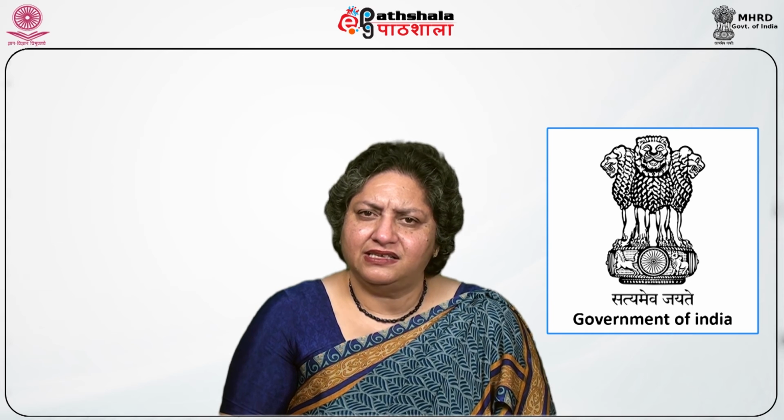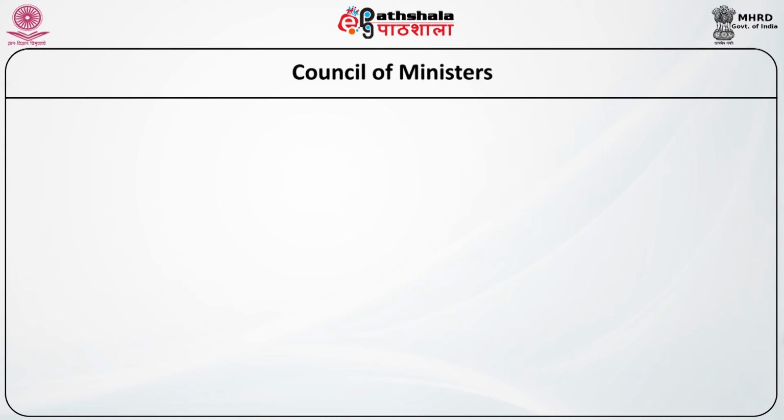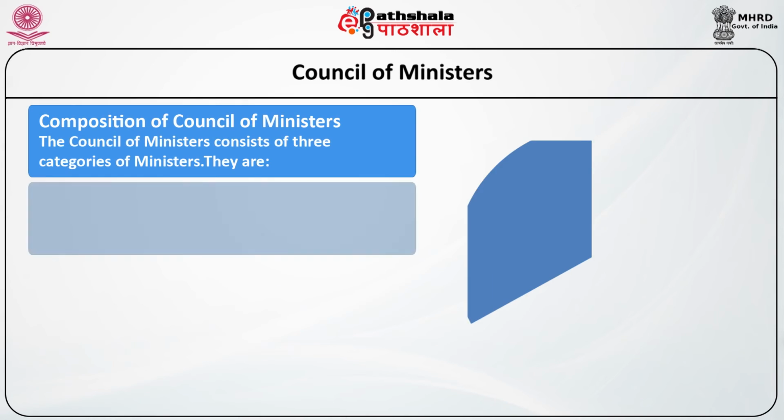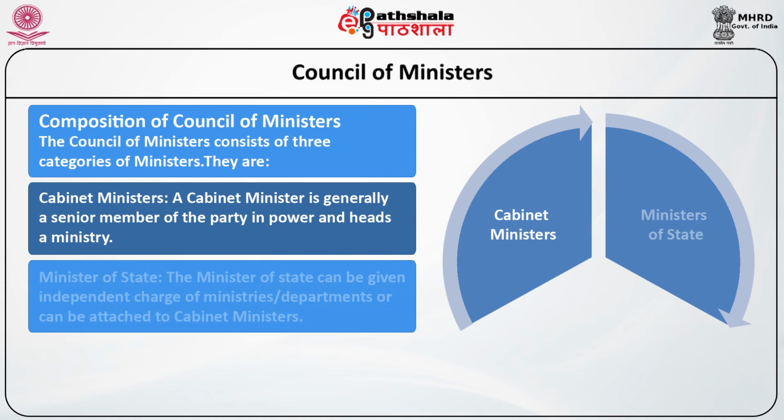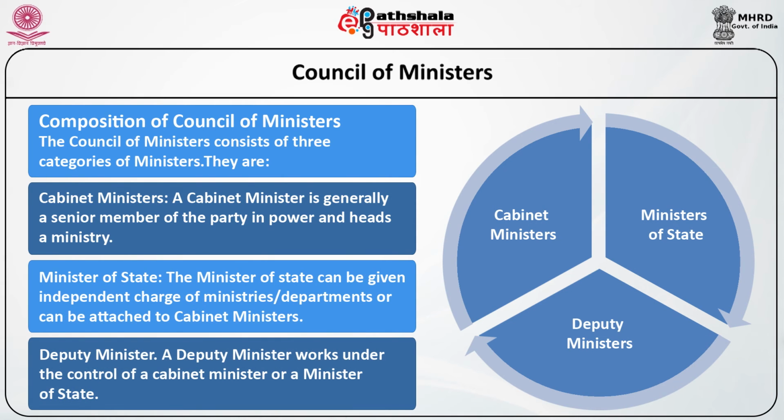Let us now discuss the composition of the Council of Ministers. The Council of Ministers consists of three types of ministers. The Cabinet Ministers, that is the senior functionaries heading the most important departments, ministries at the central level.